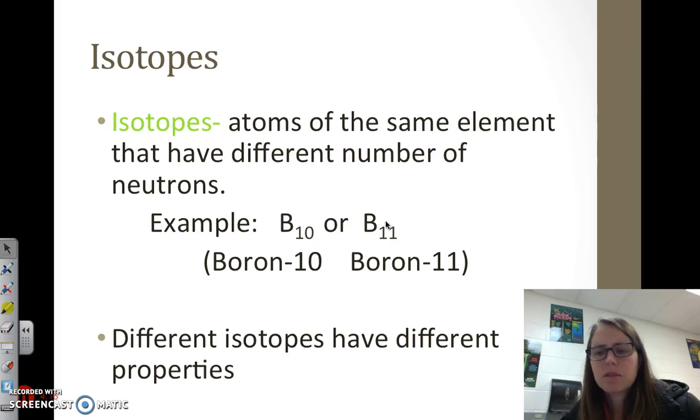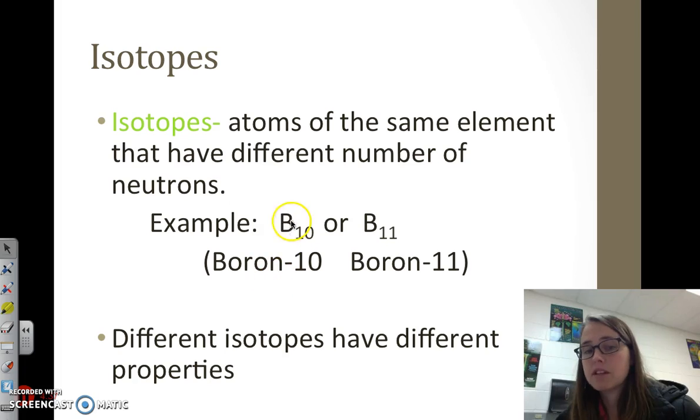Isotopes. So this isn't something we're going to hit really hard, but there are these things called isotopes. And isotopes are atoms of the same element that have a different number of neutrons than normal. So remember that each atom is identified by the number of protons it has, but the number of neutrons can vary, and so that gives it a new atomic mass.